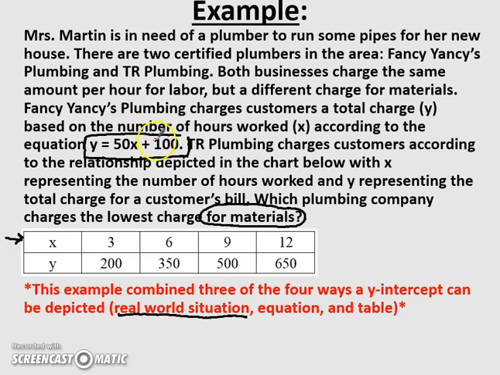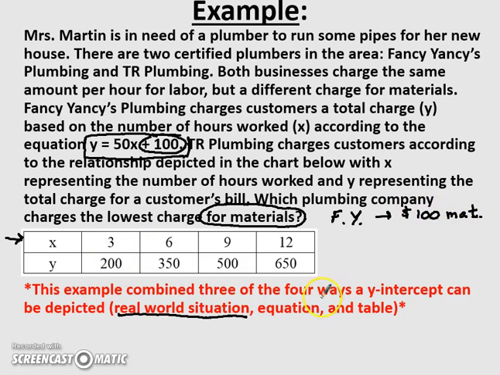So let's begin with the equation for Fancy Yancey's. Remember, when we're looking for the y-intercept given an equation, we need to make sure it's in slope-intercept form, meaning the y is all alone, and it is. And our flat rate charge will be what's being added or subtracted to the variable. So it's adding 100. So that means that Fancy Yancey's charges $100 for materials. I'm just making myself a little note right there. Now I can eliminate thinking about that equation. I now know Fancy Yancey's charges $100 for materials.